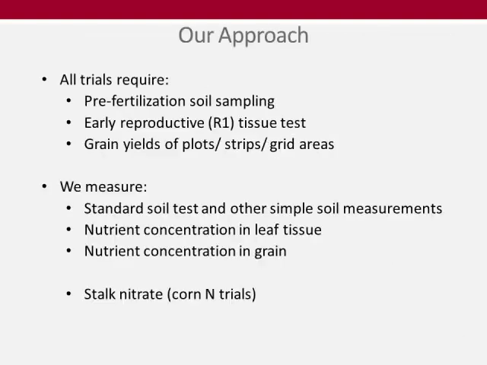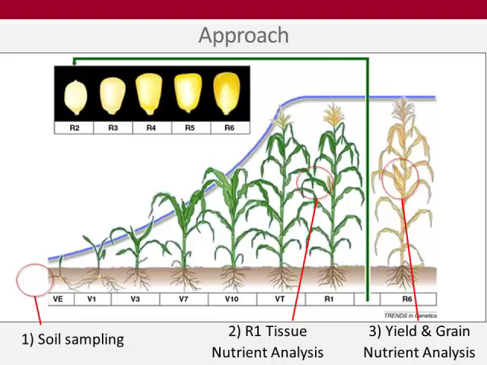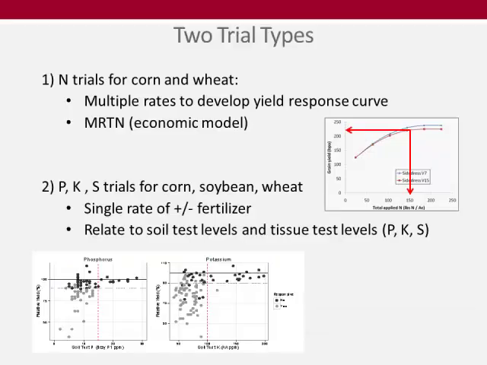So, our approach is essentially pre-fertilization soil sampling. We typically do an early reproductive tissue test for nutrient concentration. And then we, of course, measure the grain yield and also the nutrient concentration. In other words, the same information: soil sampling, say yearly, R1 tissue for corn, and then grain and nutrient analysis.